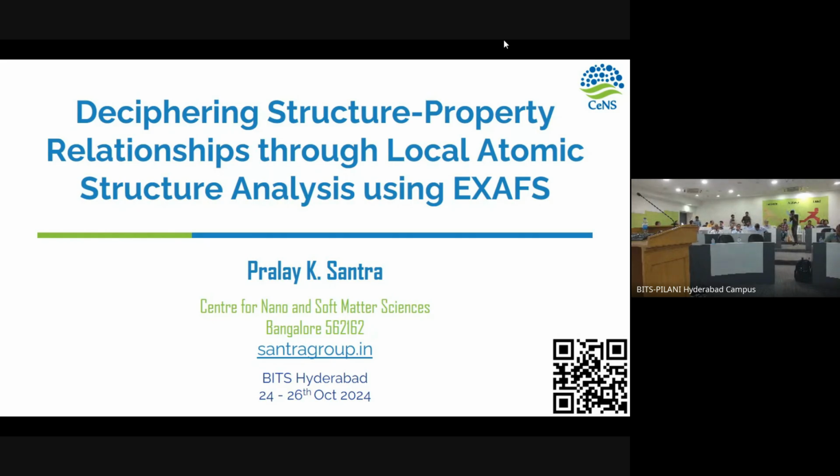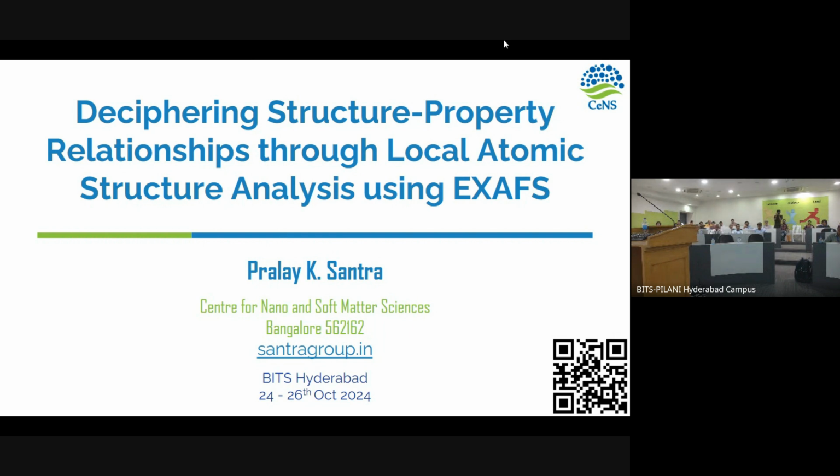As you see from the title, it is hardly anything related to catalyst. It's very different. We are going to talk about structure property relationships through local atomic structure analysis using EXAFS. When we are doing any catalytic experiments, those are mostly happening at the surface of the material. How a catalyst is performing is not the only question. What is the mechanism behind that? Those are also very important, and some of the techniques I use can be used to study this type of mechanism.